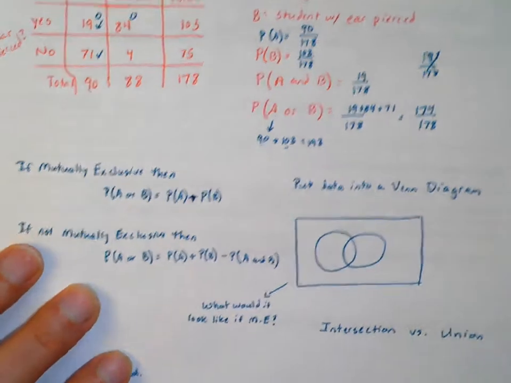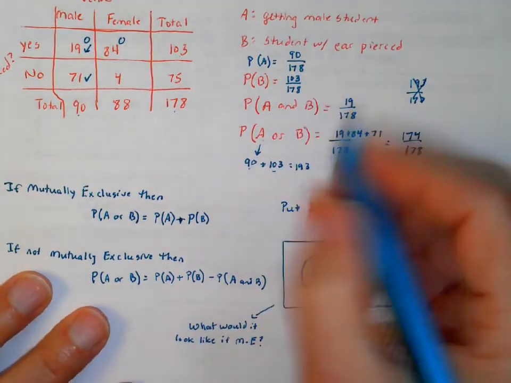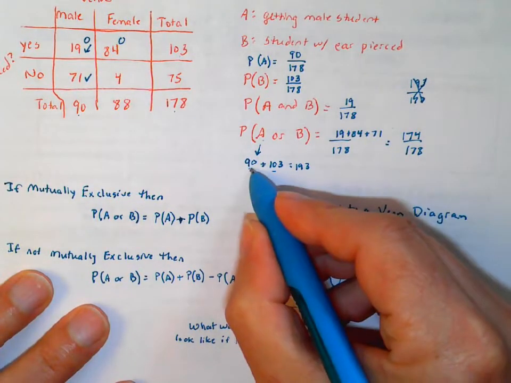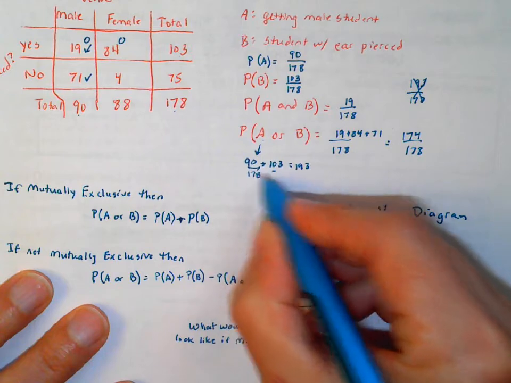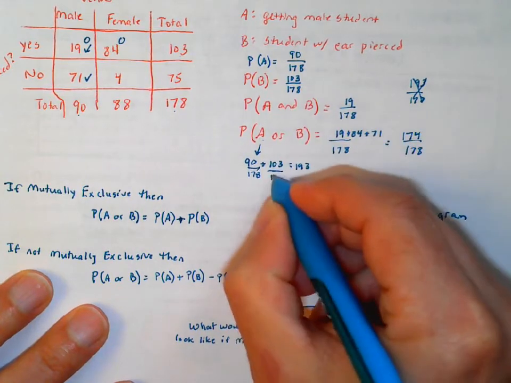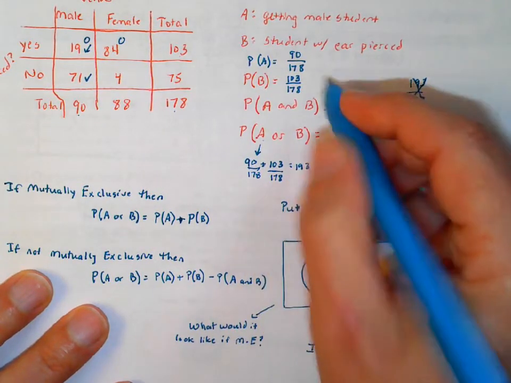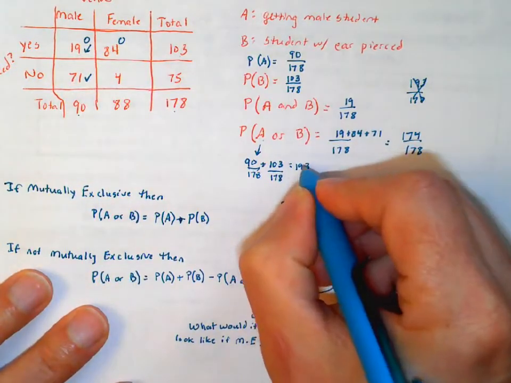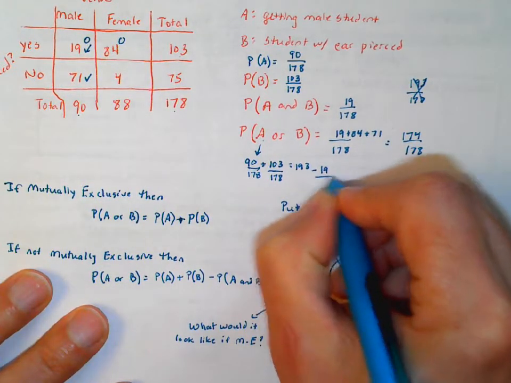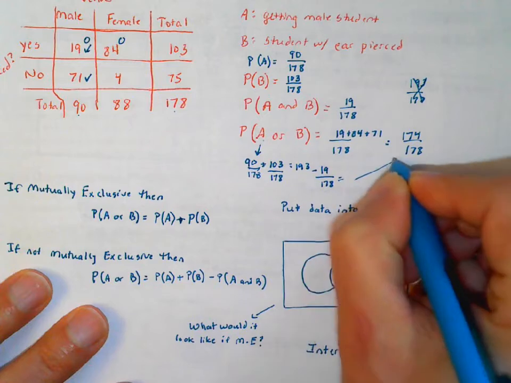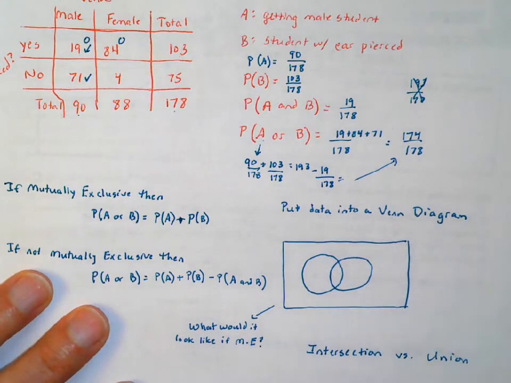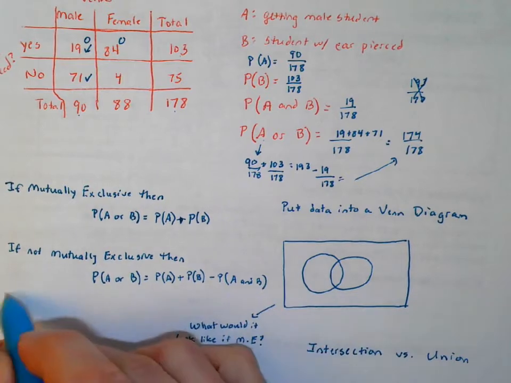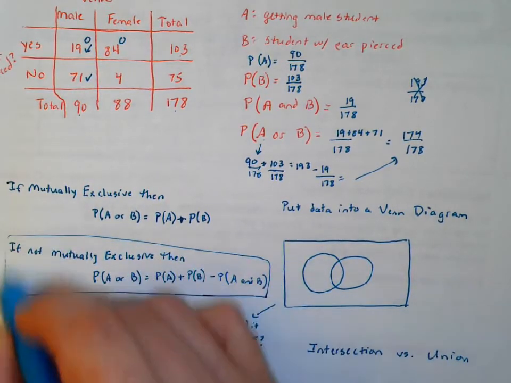So if I think about this up here, I could take the probability of A, which is this, plus the probability of B, which is this. But then notice I need to subtract those overlaps. So minus the 19, and that gives me my probability then. Okay? So here's your general rules. Well, this is really just a general rule, okay?